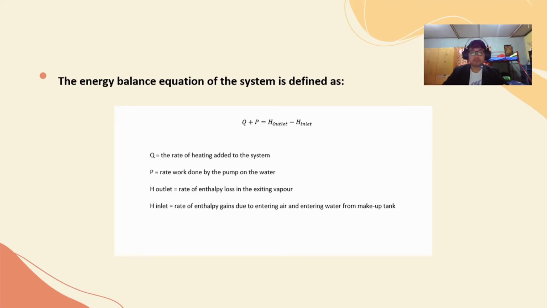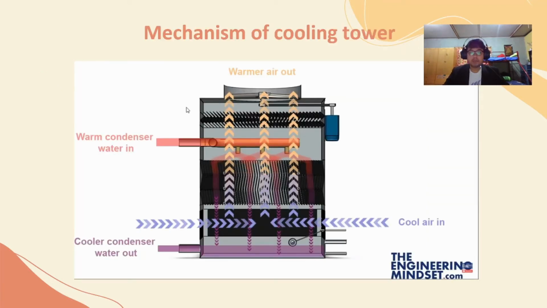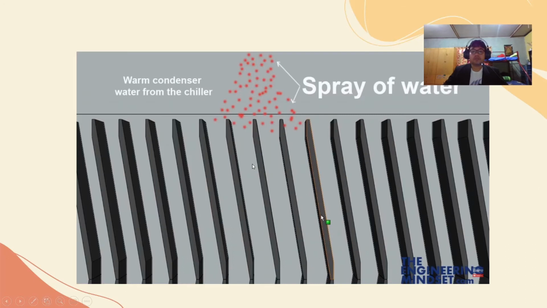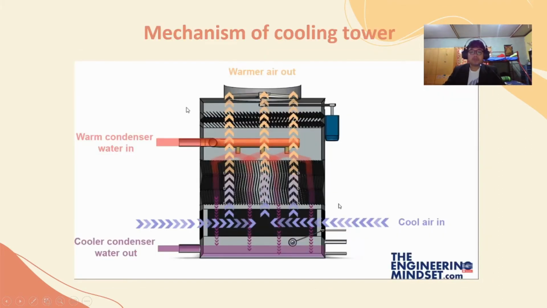Q is the rate of heating and P is the rate of work done by the pump on the water. As for the mechanism of the cooling tower, first the warm or hot water comes inside this tube, and the spray disperser disperses the water into tiny drops of water, which then attach to this side of the plate. Then the cold ambient air from the surroundings is drawn into the cooling tower and cools the thin layer of warm water.